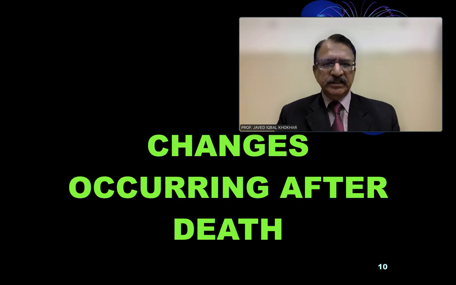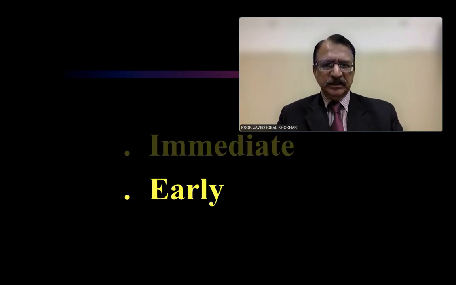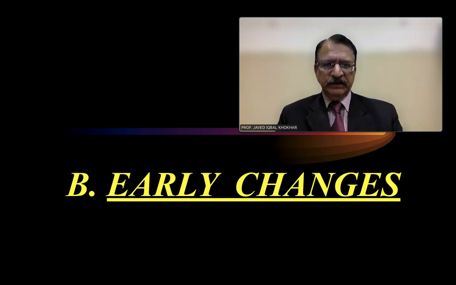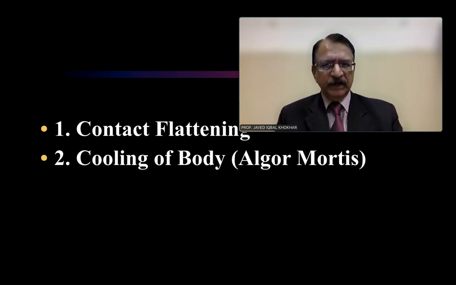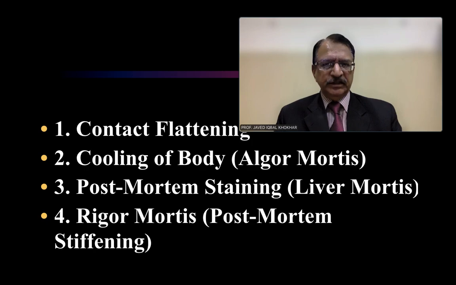Starting with the topic, thanatology, as we discussed the changes after death, we know that there are immediate changes, early changes, and late changes. The immediate changes are actually at the moment of death, which are the signs of death. And the early changes are the changes which appear after some time, like the contact flattening, then the cooling of the body, algor mortis, postmortem staining, which is livor mortis, and rigor mortis, which is the postmortem stiffening of the body. So these are the early changes.